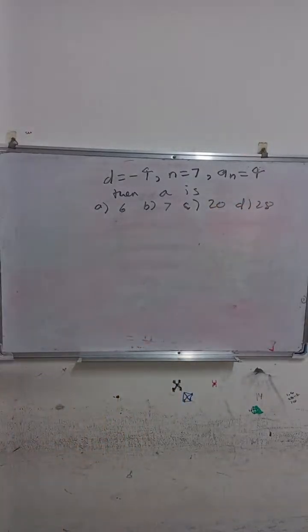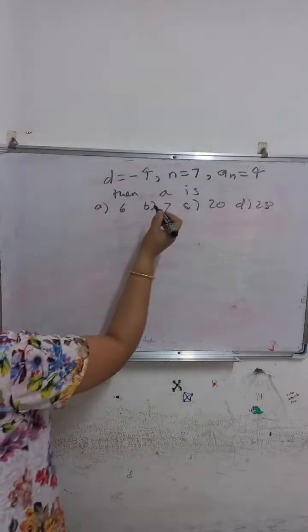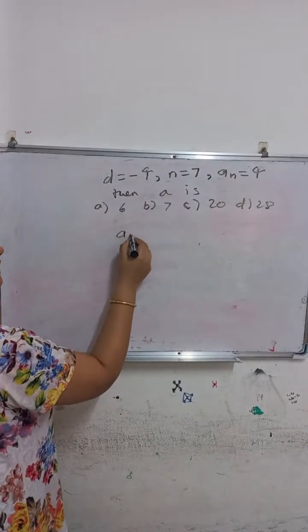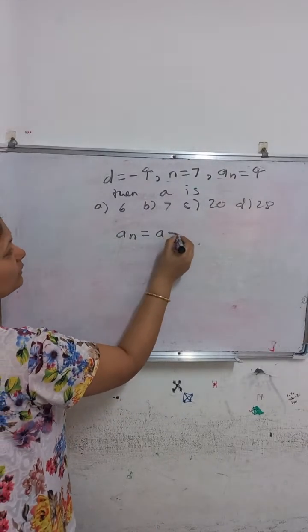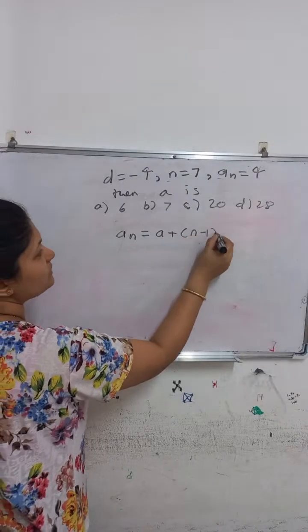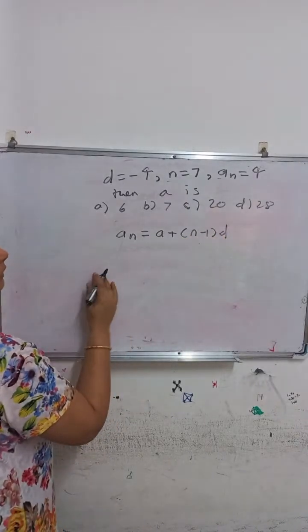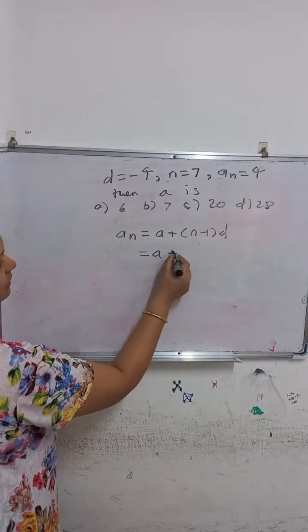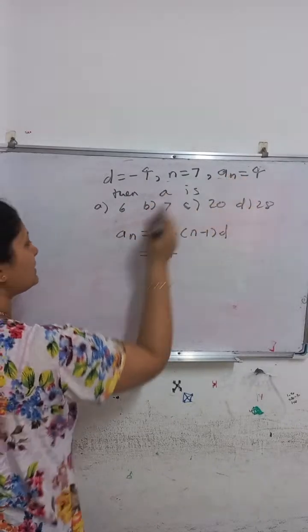Okay, so can you find out the answer for this? We have to find out A. A means the first term. Which formula? See, D is given, n is given, An is given. That means you can use the formula An is equal to A plus n minus 1 into D. A we have to find out. The nth term is given as 4.